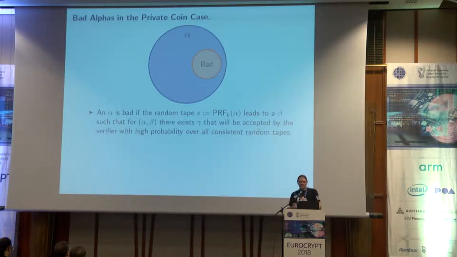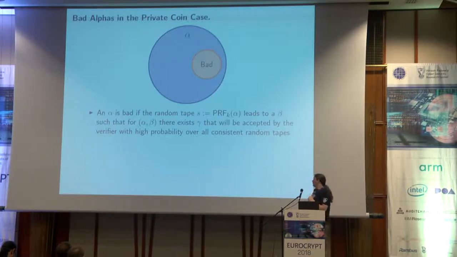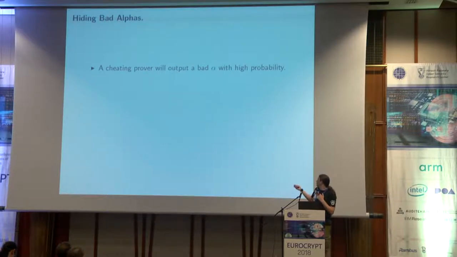Why does that make sense? Because if the prover has no way of knowing which consistent random tape was used to compute beta, then the only chance of cheating is to find an alpha that maps to a beta such that for a large number of random tapes, gamma would be accepted. And this means that a cheating prover will output such a bad alpha with very high probability.